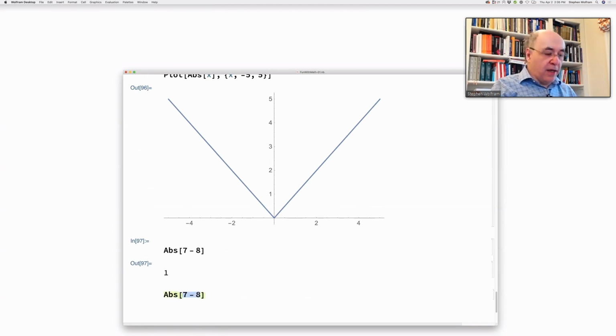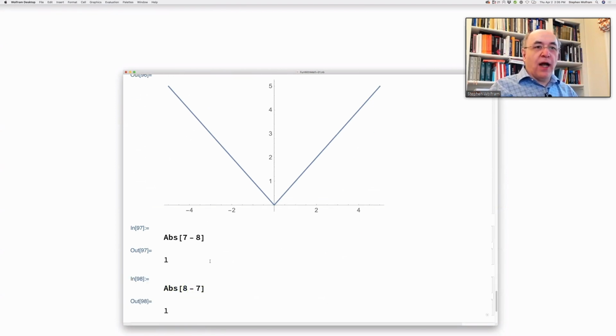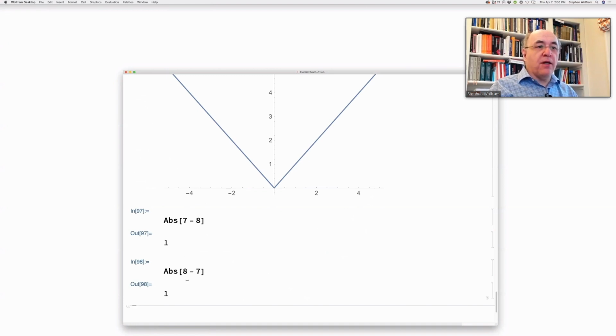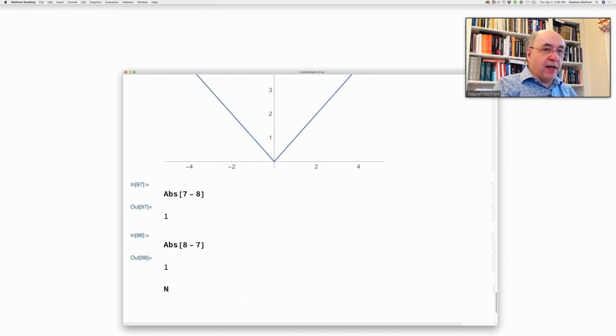Because it's really saying how far apart are these numbers, rather than what is the result of the subtraction. It's just how far apart the numbers are, and that doesn't matter which order we put the numbers in. We can probably say number line plot.